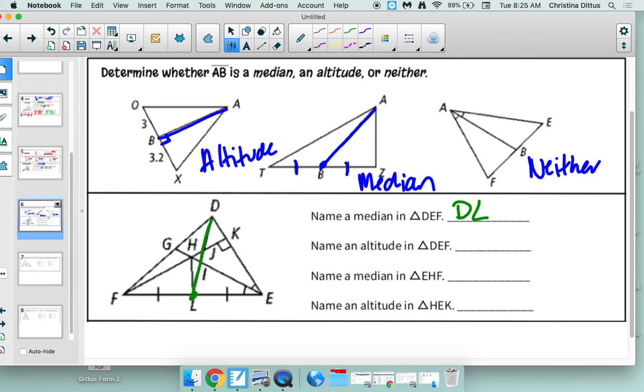Altitude means right angle. Find me a right angle. K. And then the vertex opposite K is F. So that has to be an altitude. F, K, KF, whatever.